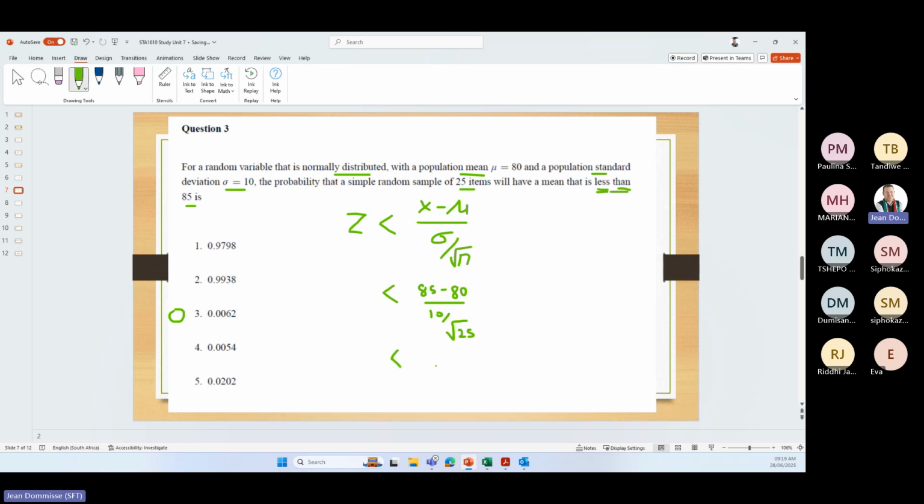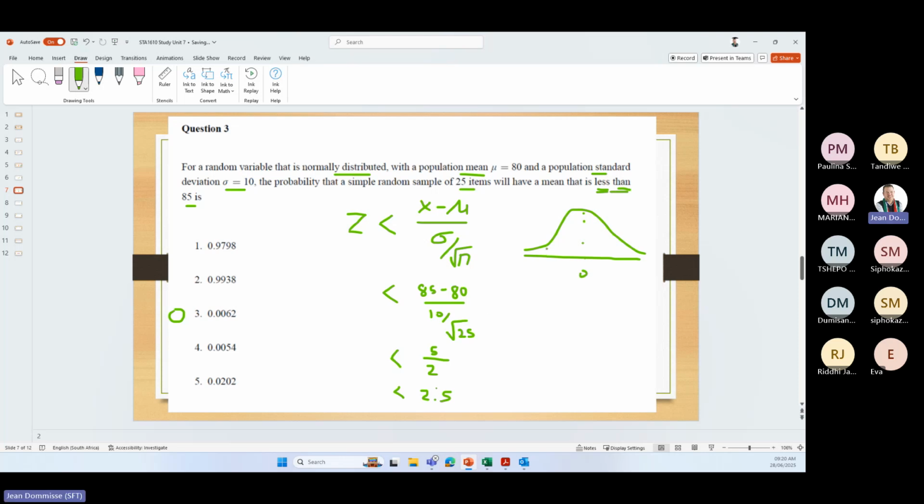So 85 minus 80 gives you 5. 10 divided by 5 gives you 2. So we're looking at a Z that is smaller than 2.5. Okay, so there's a 0.